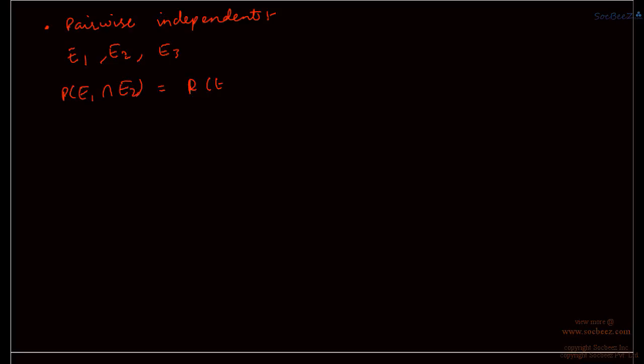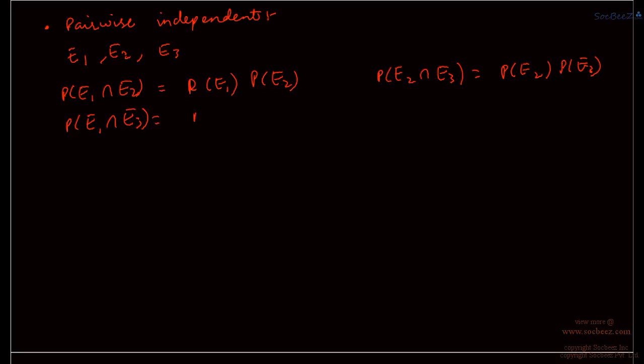Now P of E1 intersection E2, that must be equal to P of E1 into P of E2. Similarly, I can write for E2 and E3, and also for E1, E3. Right, but I cannot say anything about P of E1 intersection E2 intersection E3. So this is what pairwise independent means.